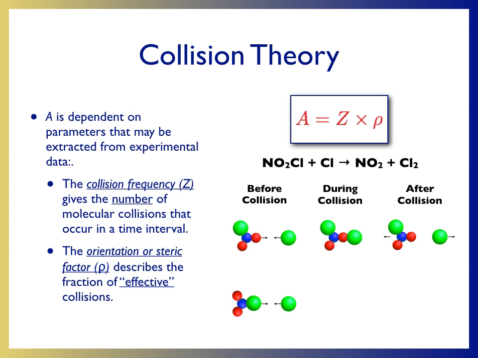The second row represents an effective collision, where the NO2Cl molecule is pointing in the correct direction, having the chlorine atoms facing one another. Now when the collision takes place, the chlorine atoms bond to one another, and a chlorine molecule is formed, leaving NO2 behind. This collision was effective because the molecules were pointing in the correct orientation.